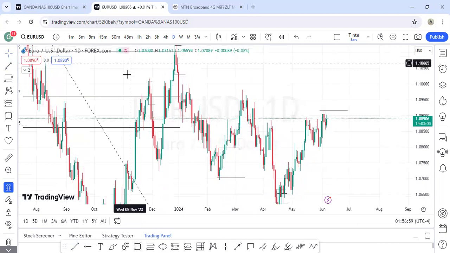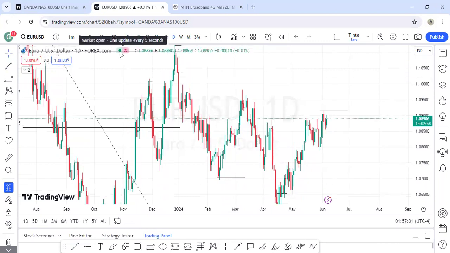Can you see the market? This green button here means the market is open. This is not a replay button. This is a live market. Can you see that? Live market, no replay buttons.